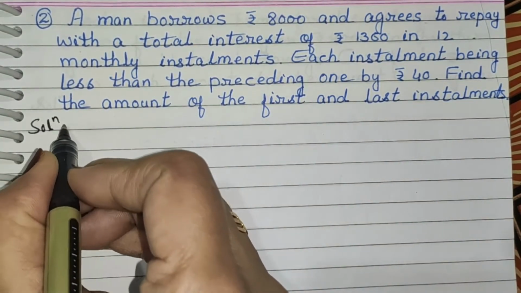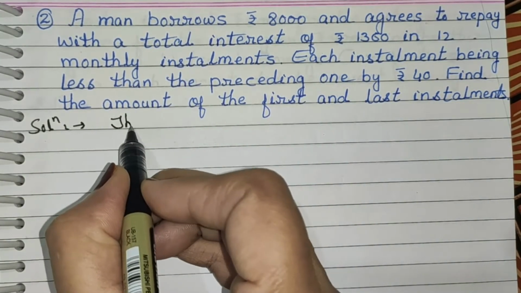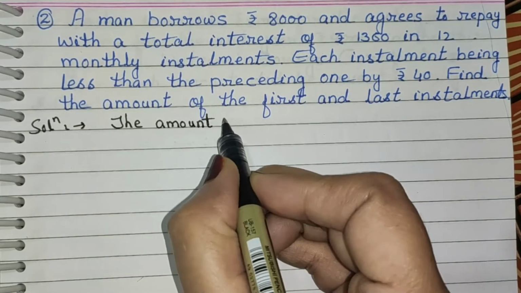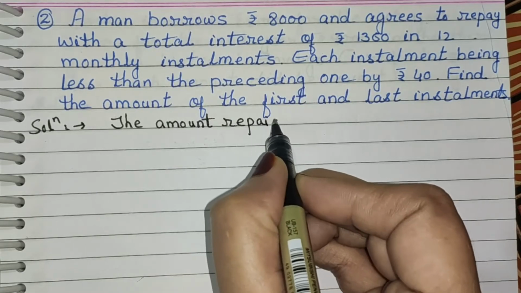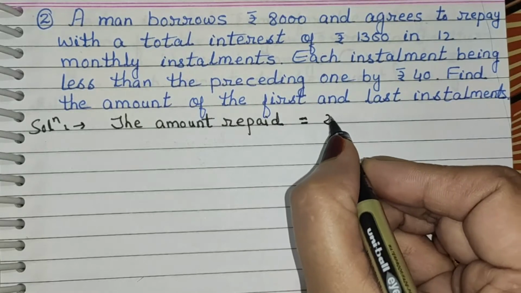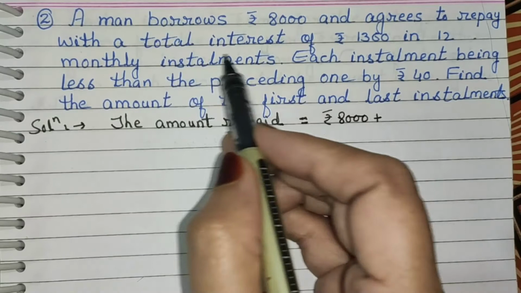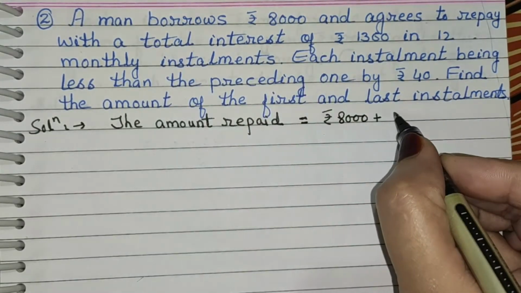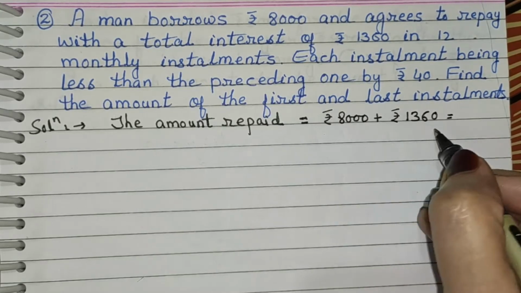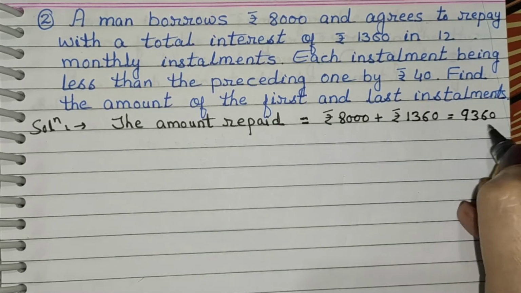Now write down the solution here. The amount repaid is equal to, now he borrows rupees 8,000 and repays with a total interest. Now the interest is rupees 1,360. Therefore, add these two numbers, we get 9,360 rupees.